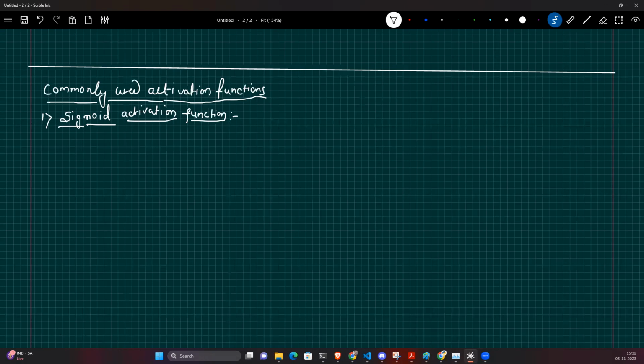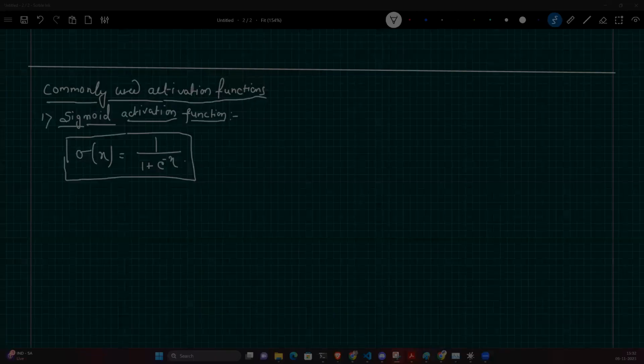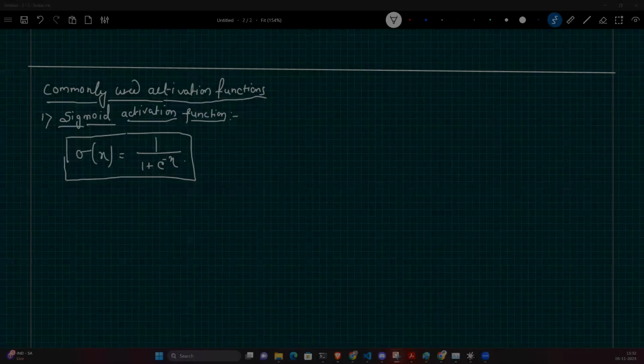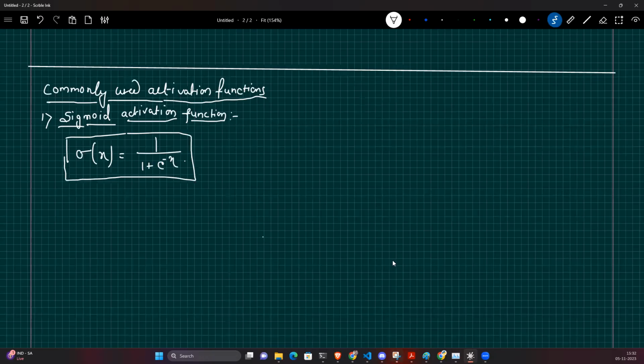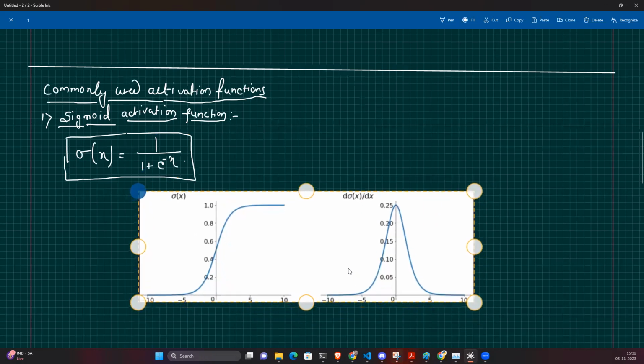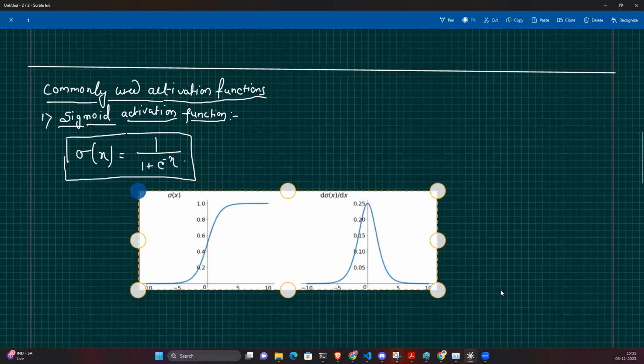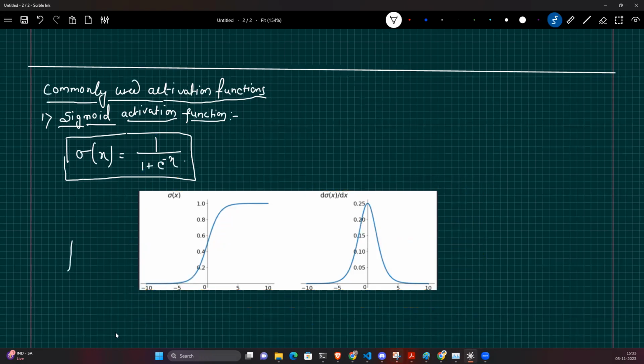Okay, the sigmoid activation function. The formula of the sigmoid activation function is very simple. Sigma of x equals 1 by 1 plus e to the power minus x. This is our sigmoid activation function. And representation-wise, if you consider the sigmoid activation function representation, it looks something like this. So this is our sigmoid.